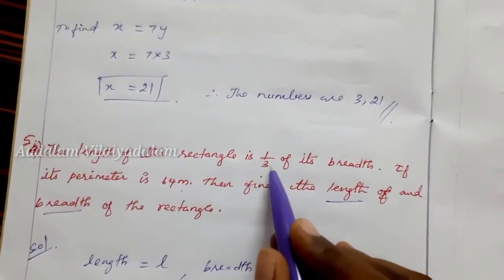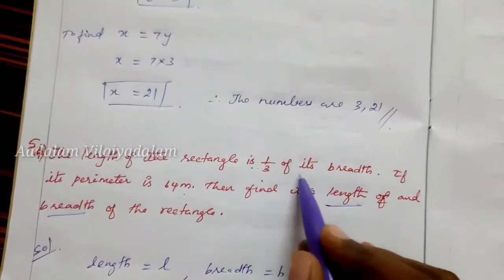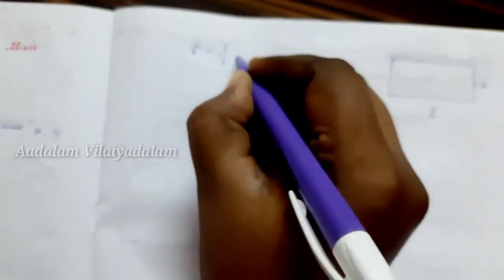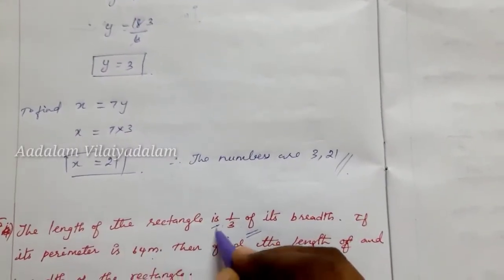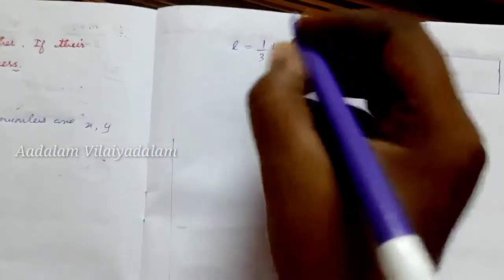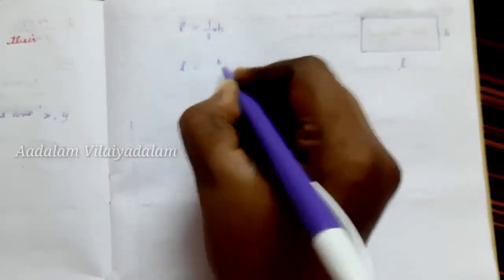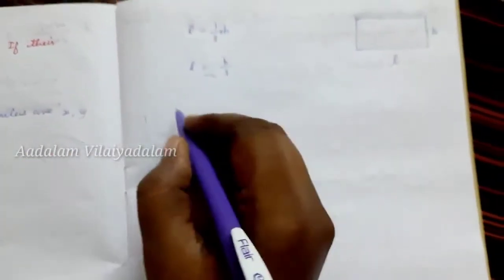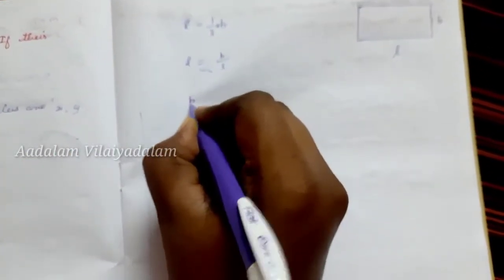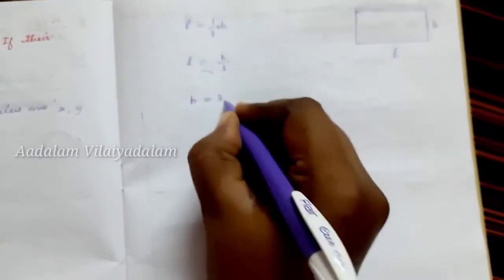So in the question what they have mentioned, the length of the rectangle is equal to 1 by 3 of its breadth. So L equal to 1 by 3 of its breadth means multiply. So here of represents the multiplication and is represents the equal symbol. So therefore L equal to 1 by 3 into B, or you can write B by 3. Now if we do the cross multiplication, then we will get B equal to 3 into L, we can write 3L. So let's take it as equation 1.